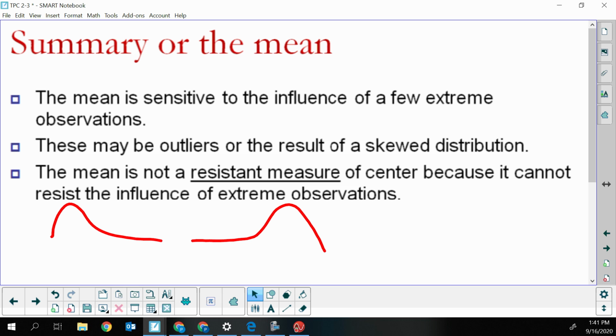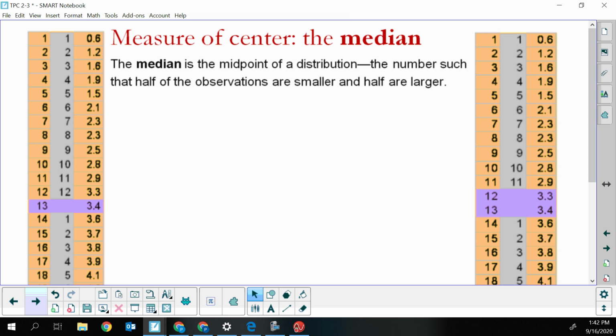The mean is not a resistant measure of center because it can be influenced by outliers. The median, on the other hand, is resistant to outliers. So the median, again, if there's one middle, it's just that thing. So 3.4 on the left. If there's 2 in the middle, we would add them and divide by 2. So we get 3.35 for our median in that case.